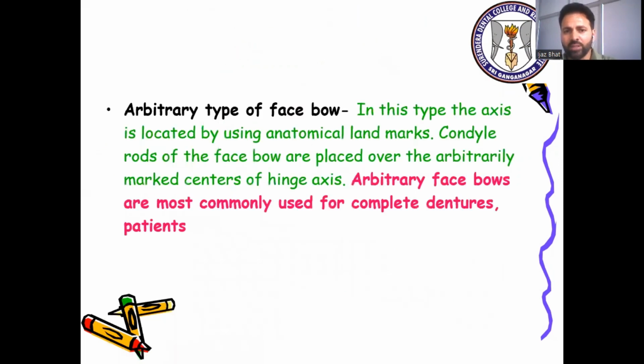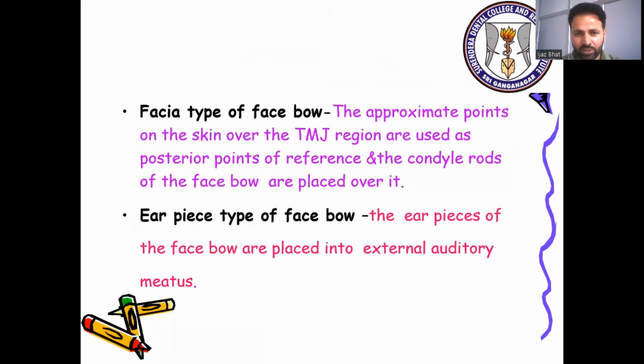In the arbitrary type of face bow, the axis is located by using anatomical landmarks. Condyle rods of the face bow are placed over the arbitrarily marked centers of the hinge axes. Arbitrary face bows are most commonly used for complete denture fabrication.